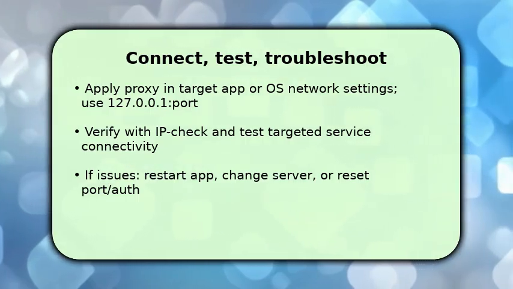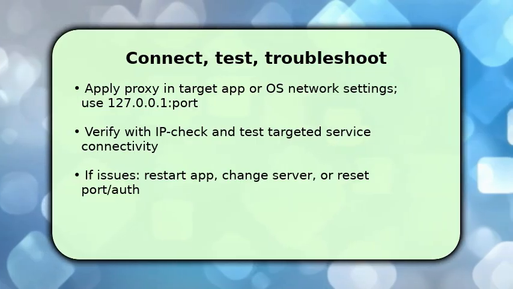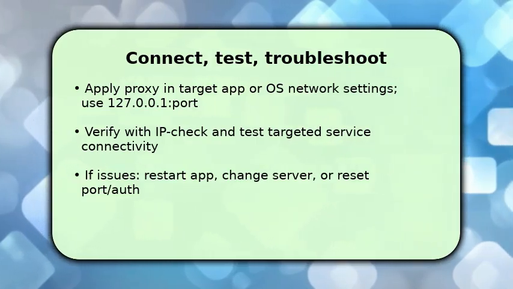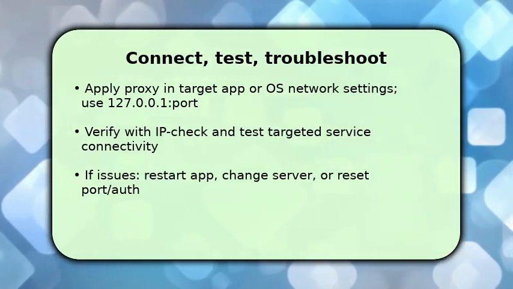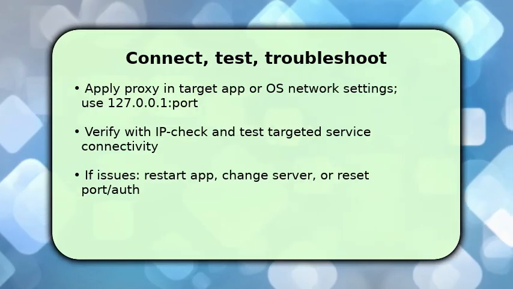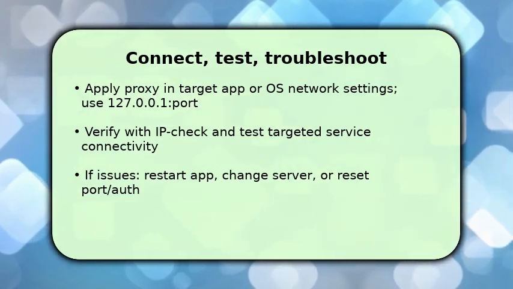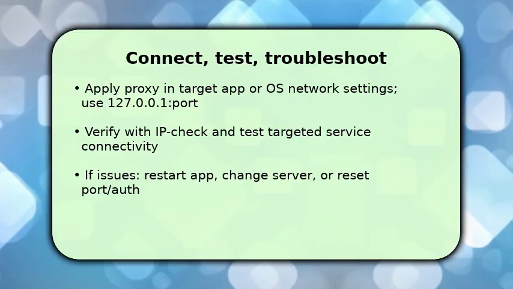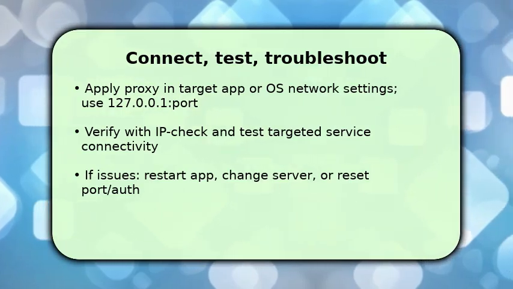If something fails, restart VPN Unlimited, switch to a different server endpoint, or change the local port. Authentication errors often require re-entering credentials. One key troubleshooting tip: conflict with other proxy or VPN clients.